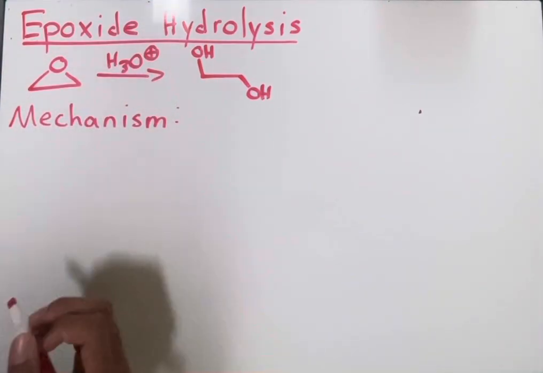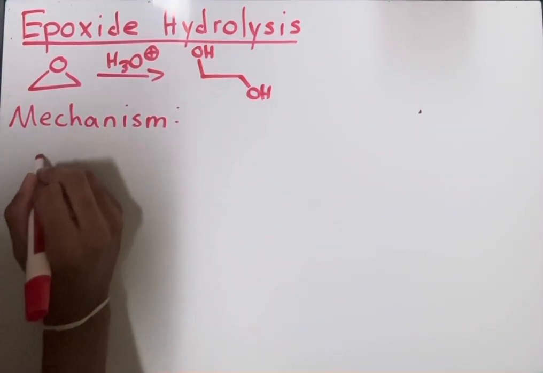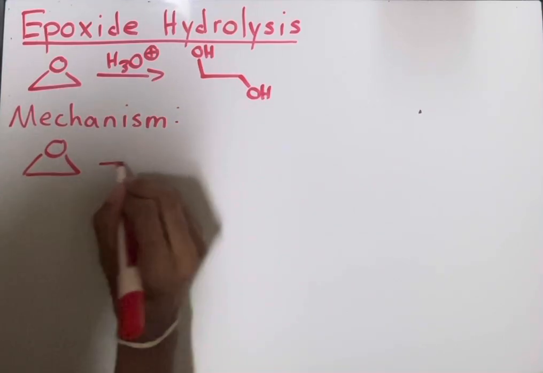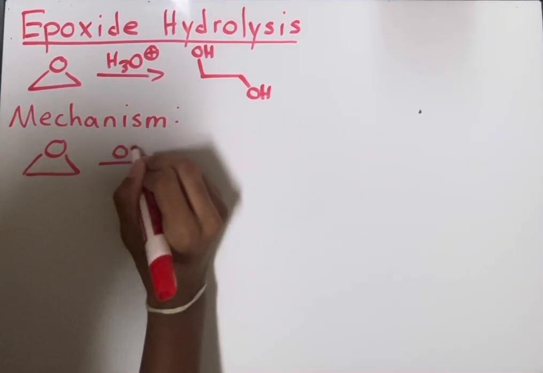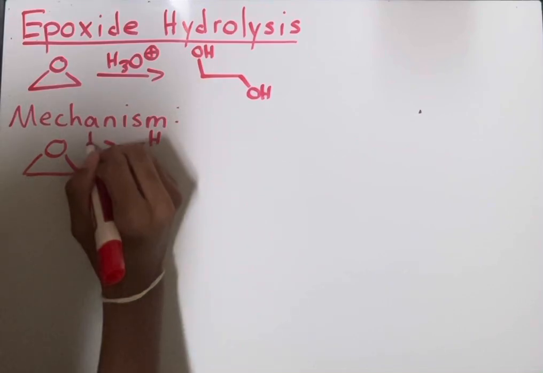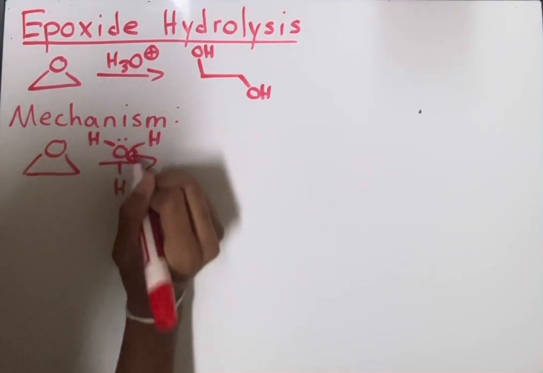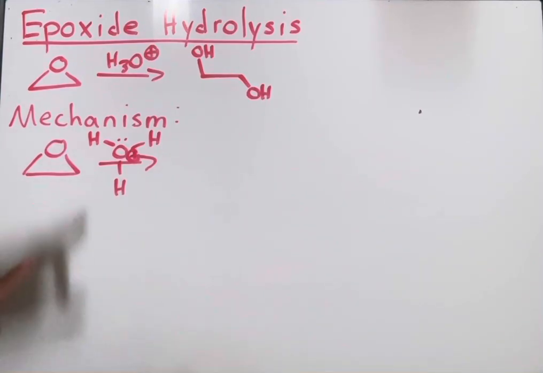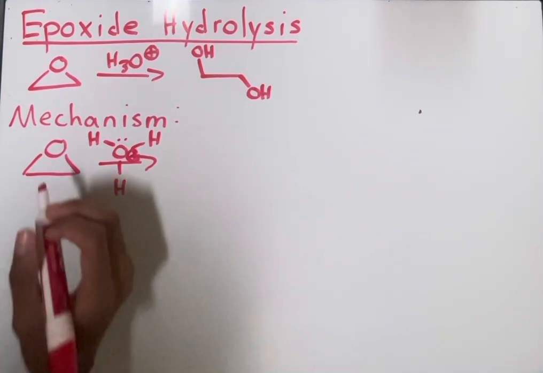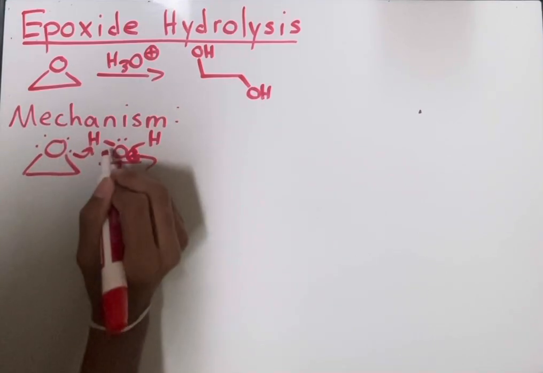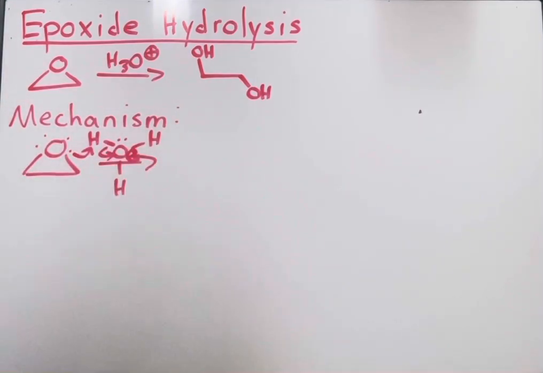So first, let's draw our epoxide. So you got this structure right here, and then we can draw in our hydronium ion, which is an oxygen bonded to three hydrogens. And it has a positive charge because there's only one lone pair. So essentially what happens here is that this oxygen, which has two lone pairs, is going to grab a hydrogen and move those electrons onto the oxygen with our hydronium ion.